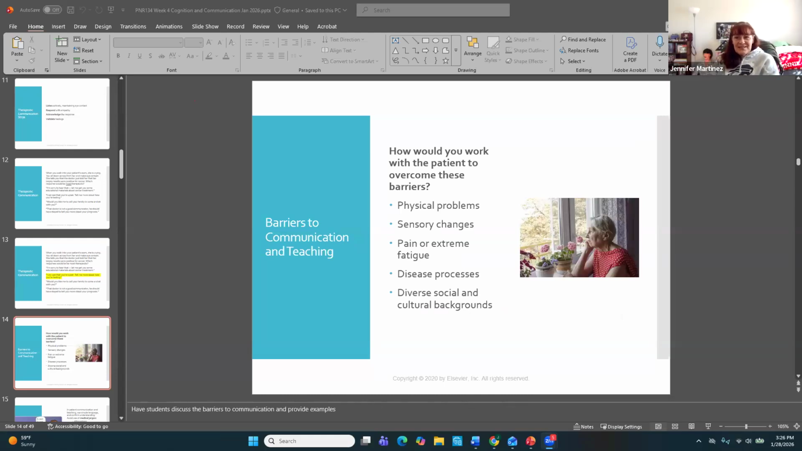This is always a good one too. What are the barriers to communication? All right. So, what are some physical factors or physical problems that are barriers to communication? Deafness. Okay, deafness, absolutely. Even sometimes blindness because they can't read your lips and be able to formulate what you're saying if they are hard of hearing as well. Okay, someone that's mute.